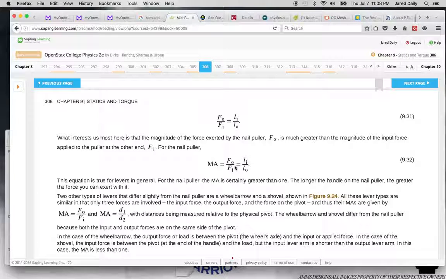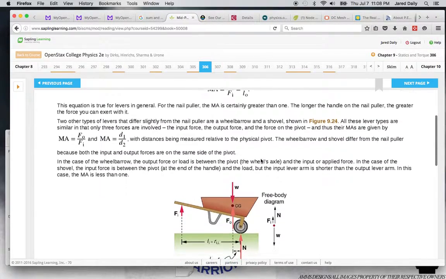I can't remember why they call it force O. But anyway, this is the force at the end where the nail is being pulled, and then this is the force applied by the nail puller. So this is a bigger force over a smaller force, and that's your mechanical advantage. You can also use the distance to the person pulling divided by the distance to the nail itself from the rotation point. So bigger distance over smaller distance, mechanical advantage is what that's all about.